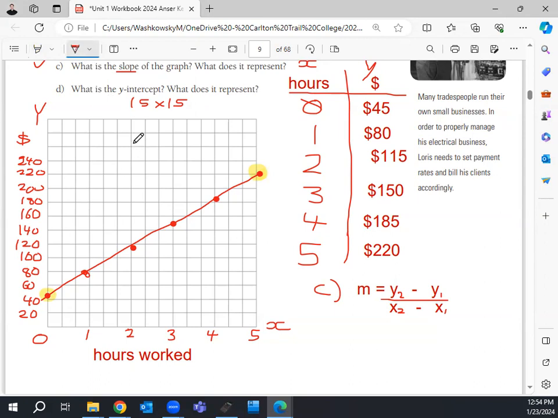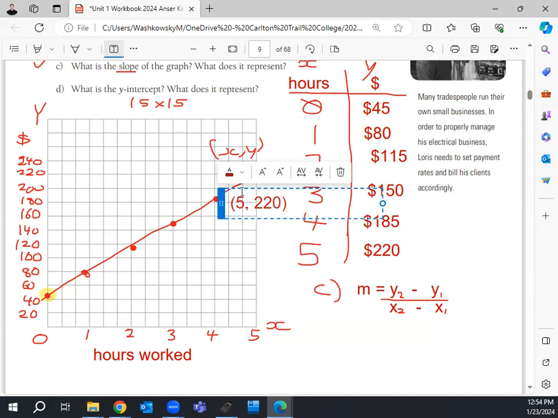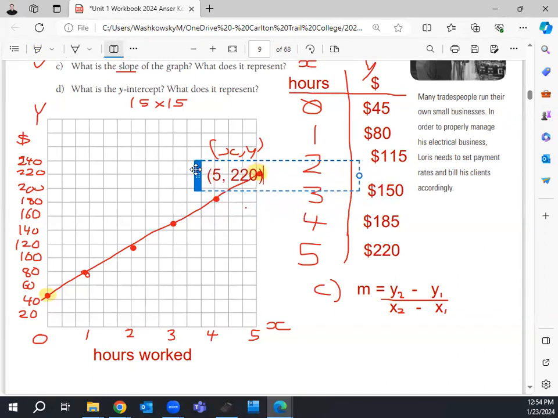When we're reading the coordinate of this last point here, it's always x and y, right? You always read the x one first. So the coordinate of this point is going to be 5, I'm actually going to type that in, 5 and 220, right? That's what that point is.